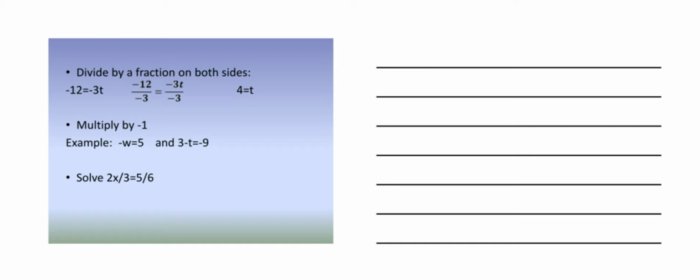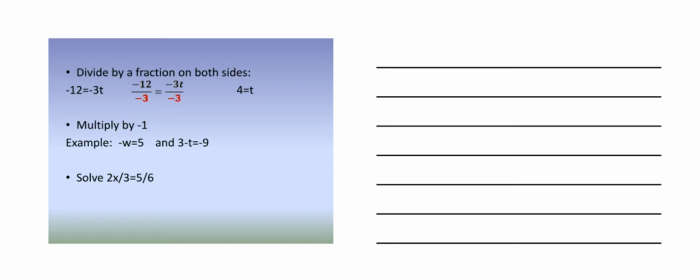Divide by a fraction on both sides. So in this case, we have negative 12 equals 3t. Well, we can always get rid of the negative 3 by division, since it looks like it's multiplying. Opposite of multiplication is division. So we divide by 3, or negative 3 in this case, on both sides. You get rid of the 3, or cancel it out.